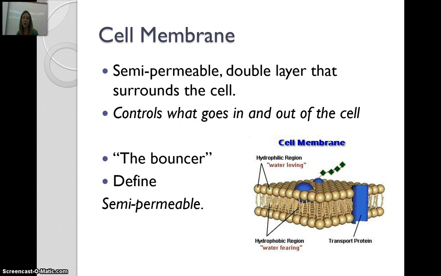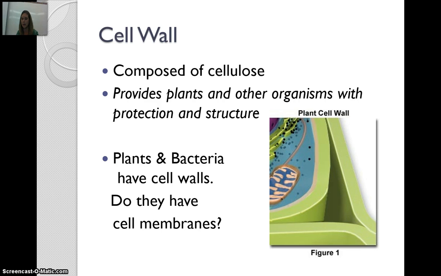Cell membranes. Cell membranes are semi-permeable, which means they only let certain things in and out, right? They don't just let anything in and out. That's what semi-permeable means. It's a semi-permeable double layer that surrounds the cell. This is the bouncer of the cell. The bouncer controls who goes in and out of the club, right? The cell membrane controls what goes in and out of the cell. It makes sure that only good things are coming in and waste and bad things are going out. Every single cell has a cell membrane, because every cell needs to be able to control what goes in and out of the cell. So bacteria, animal, and plant, every single thing on that list there.